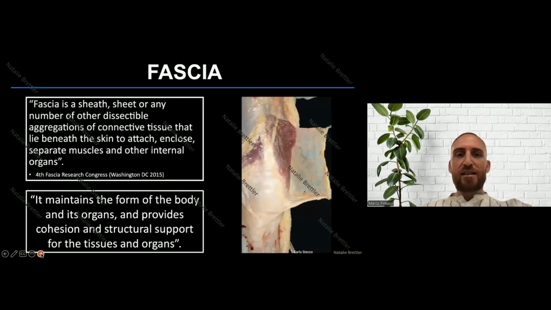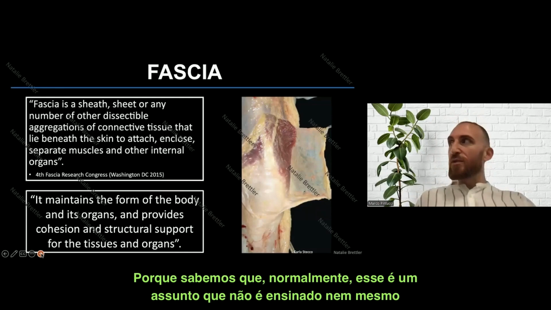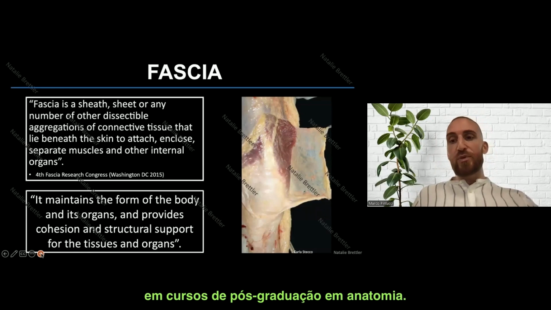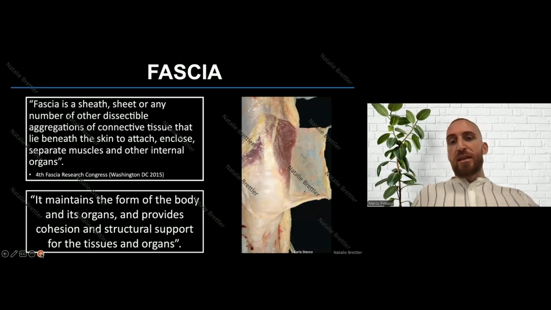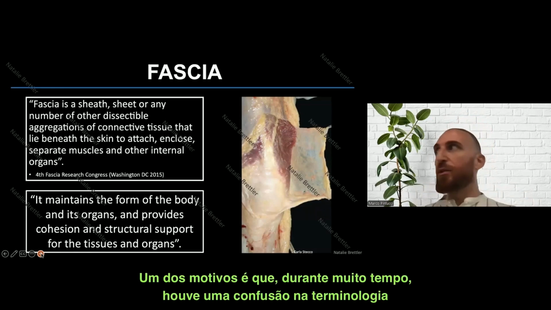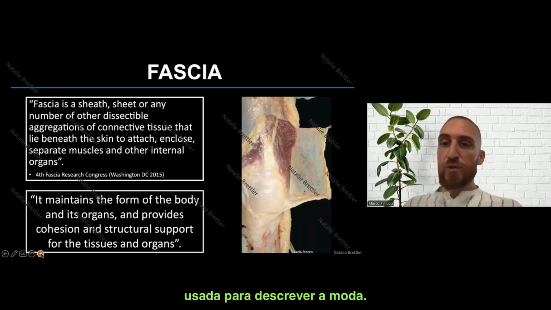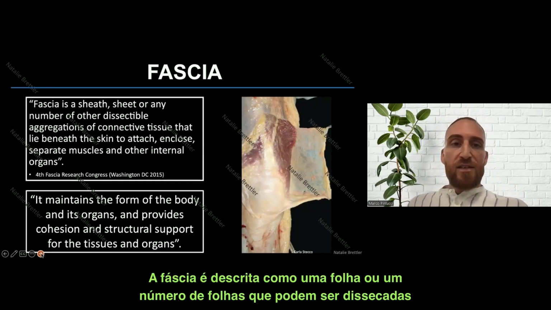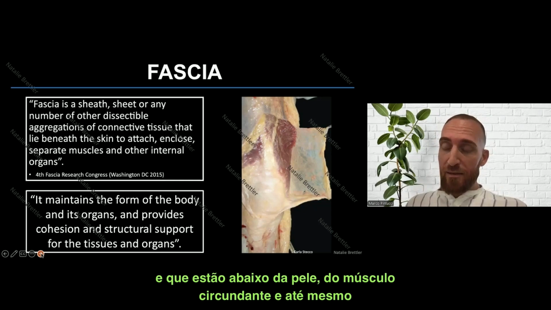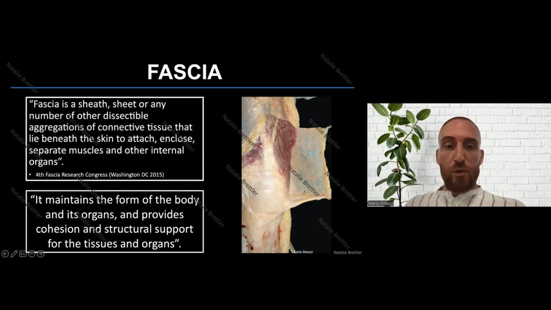Over, Natalie. Yes. So right now, what is the fascia? Because we know that it is a subject that is usually not taught even in postgrad anatomy courses. One of the reasons is that for a long time there was a confusion in terms of the terminology used to describe the fascia. The fascia is described as a sheet or a number of sheets that can be dissected that are below the skin, surround the muscle, and even the internal organs.